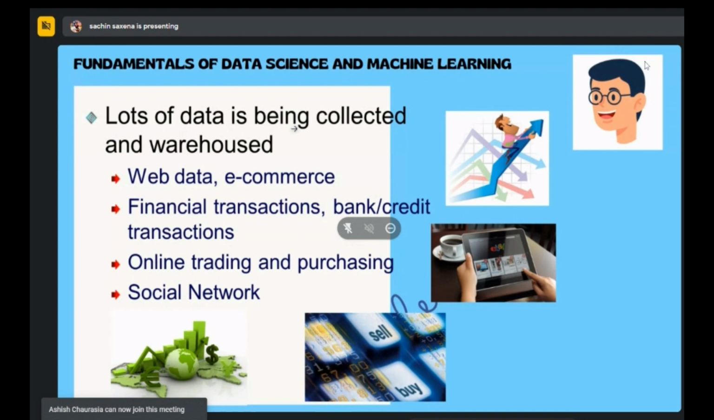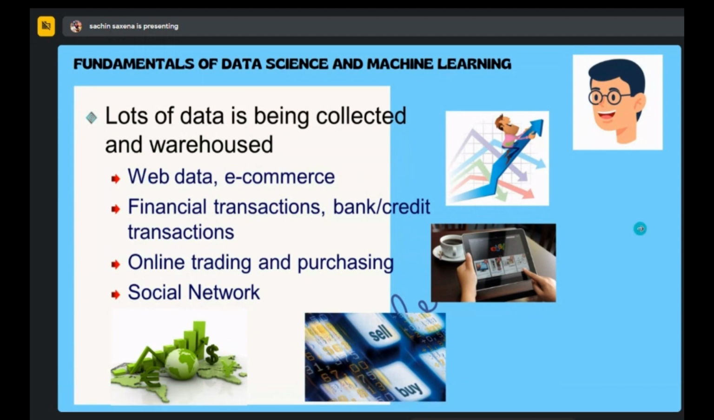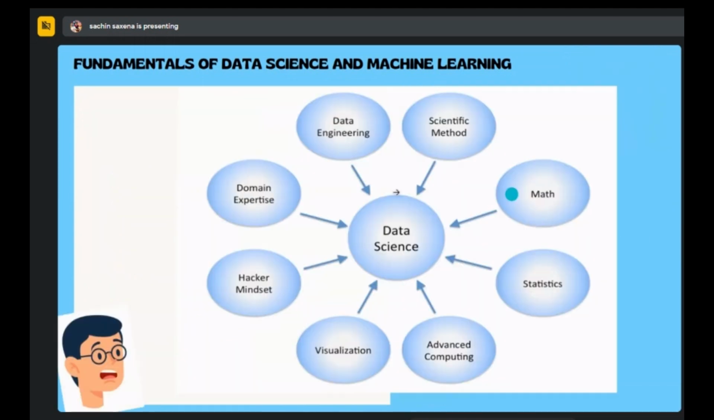Companies, hospitals, civil engineers, other resources, consortiums, institutions, and government bodies are collecting data from various resources like web data, e-commerce websites like Amazon, credit scores, online trading, and social networking. We have Twitter, we have LinkedIn, we have Facebook, Instagram. Various resources are being used to collect data sets from all across the sources, right?